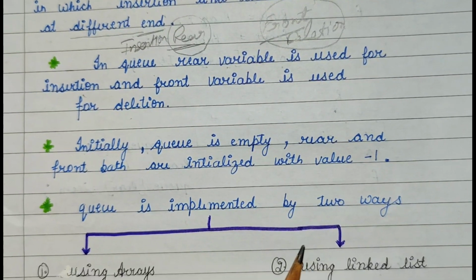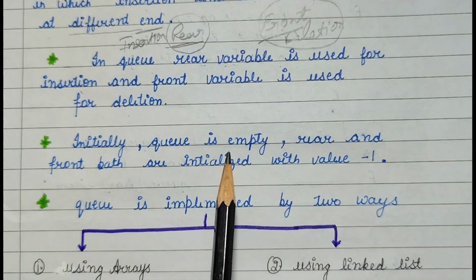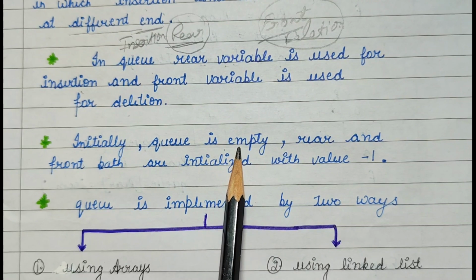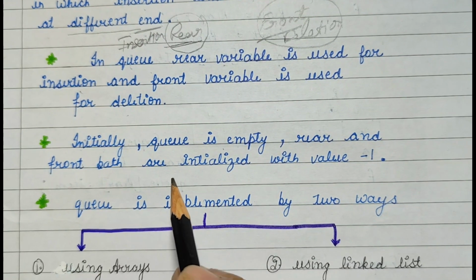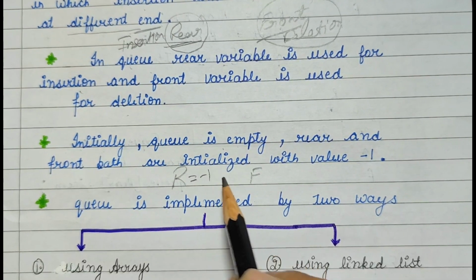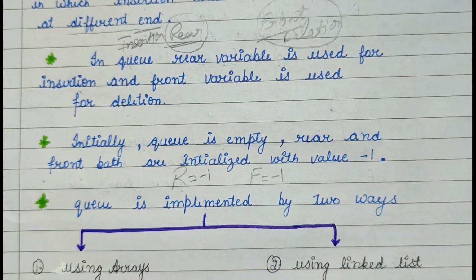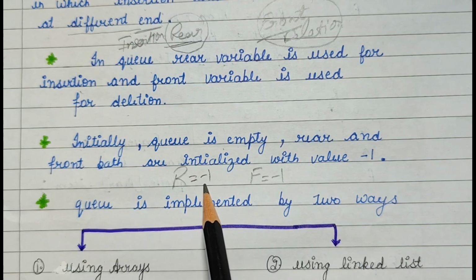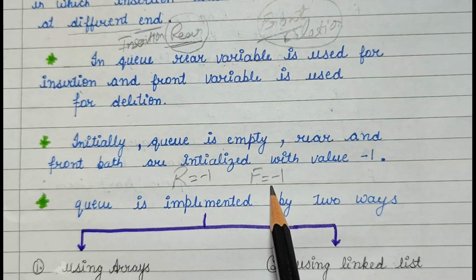That is the second point. Now the third point is, at the starting time the queue is empty. At that time both rear and front are initialized with value -1, because the -1 index does not exist. When the queue is empty, it means there is no element in the queue. At that time rear has a value -1 and front also has a value -1.